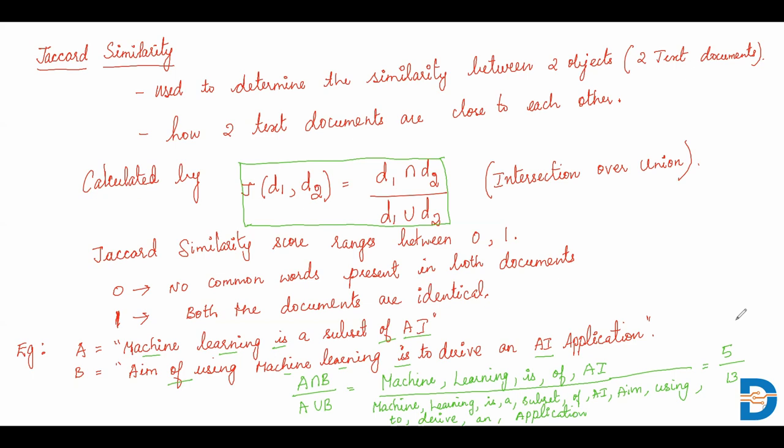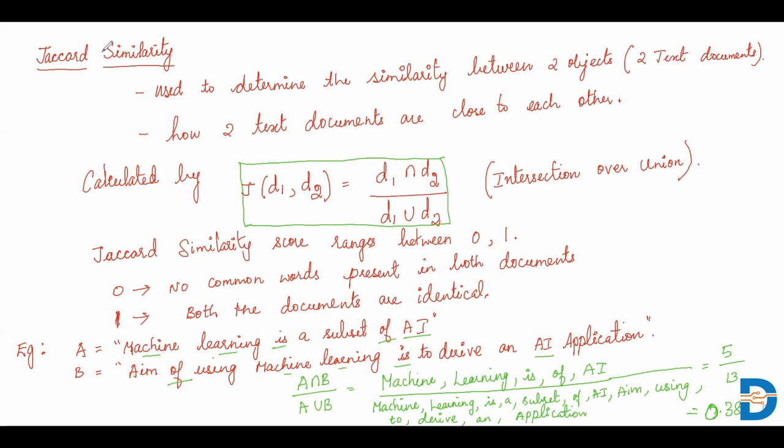If you just compute this, this will be the Jaccard similarity score for these two documents. Okay, so let me find the score. I'll just calculate this. It seems to be around 0.38. So this is the similarity score that we have found between these two documents using Jaccard similarity, right? Like this, you can identify the similarity between two text documents using Jaccard similarity.